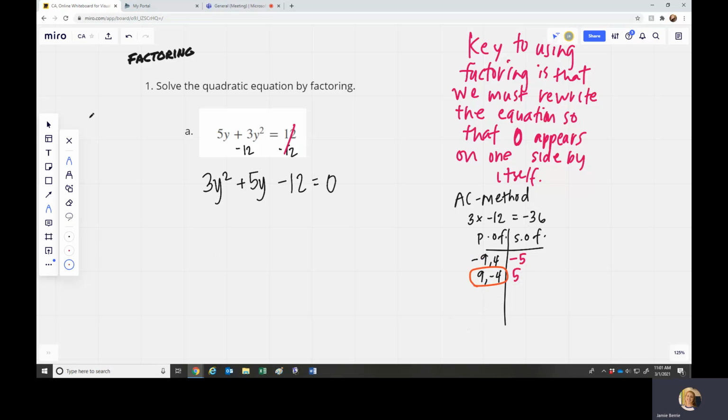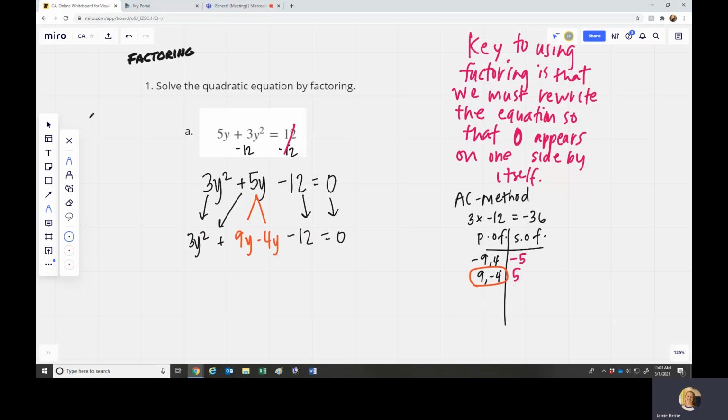And remember, we can't jump straight to the answer right now. We have to use these factors to split up our middle term. So that 5y becomes 9y minus 4y. Everything else just drops down, including that equal to 0 down there. That little plus is going to drop down too. 3y squared plus 9y minus 4y minus 12 equals 0.